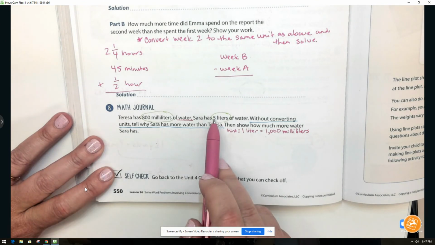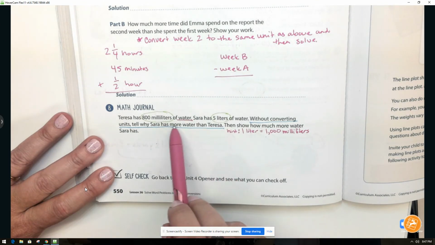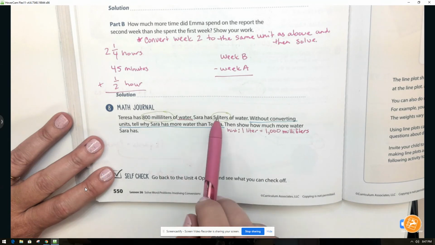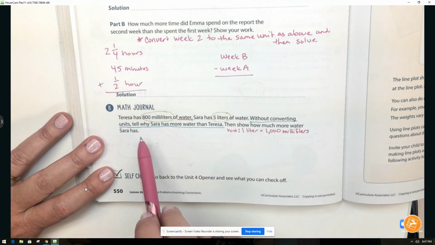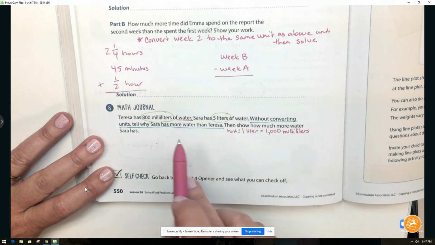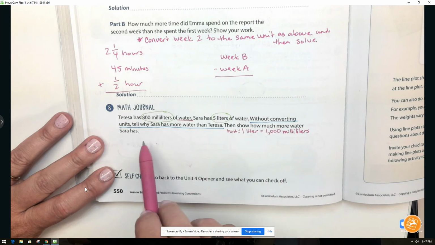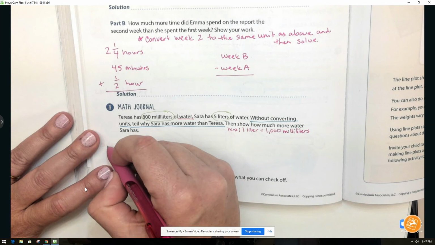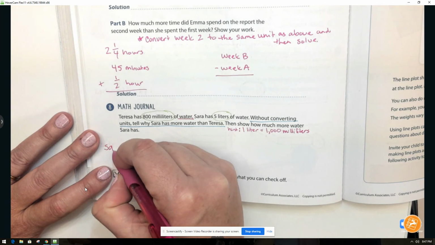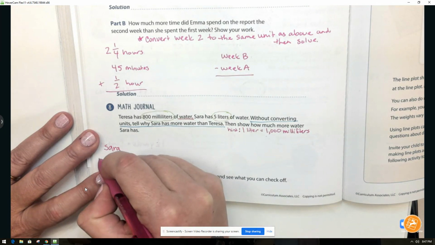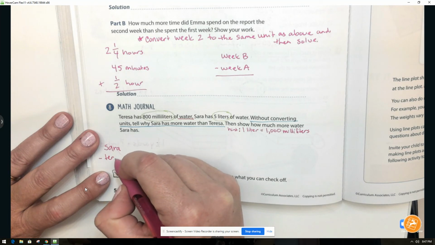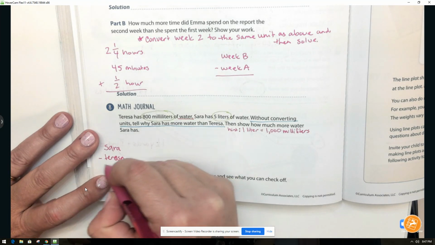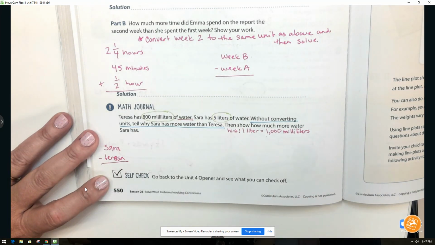Then after you're done, I want you to go ahead and convert both of these. You can choose your unit and convert, and then you're going to tell me how much more water Sarah has than Teresa. So you're going to convert both units and then subtract Teresa's amount from Sarah's amount to get your answer.